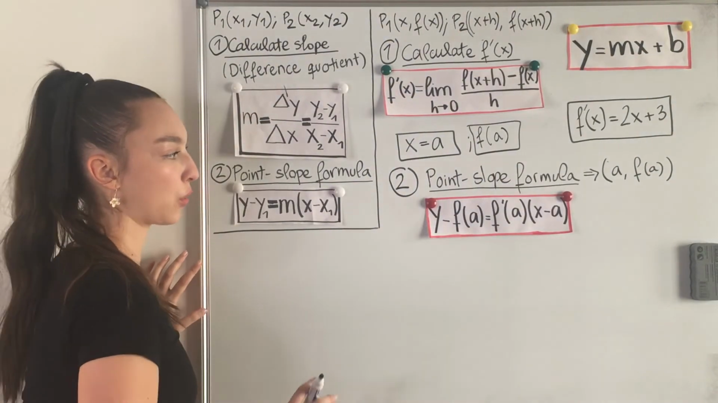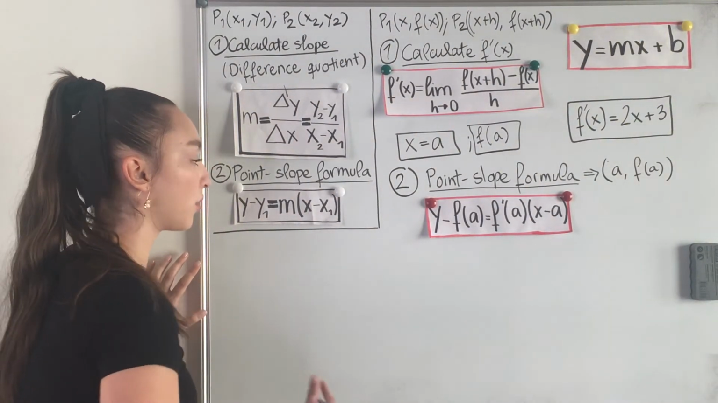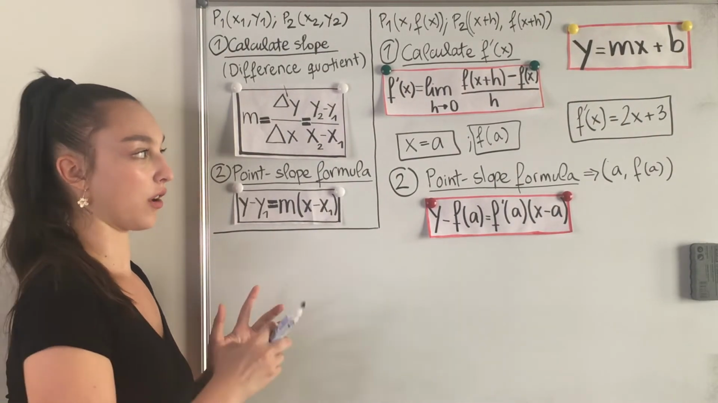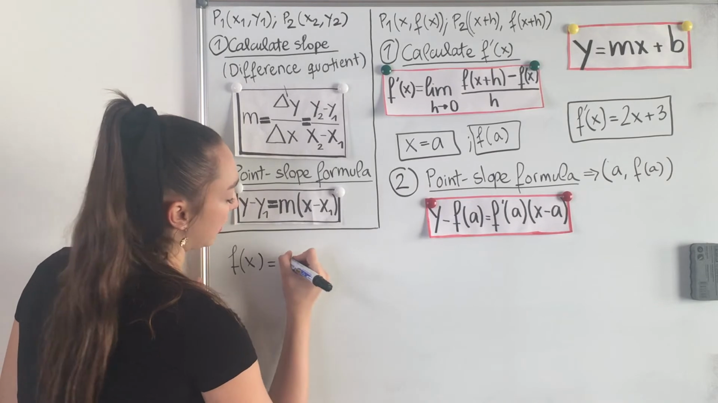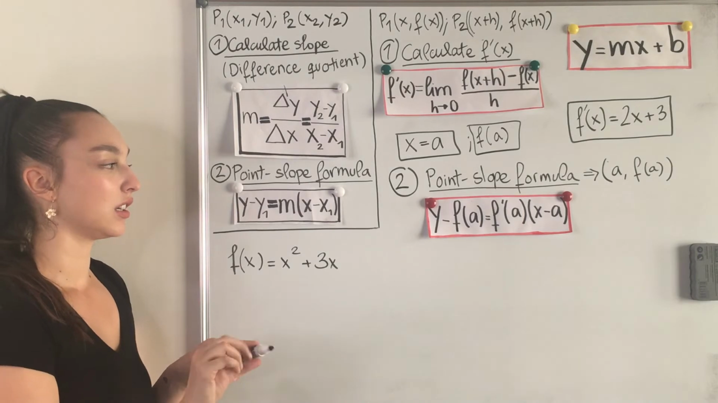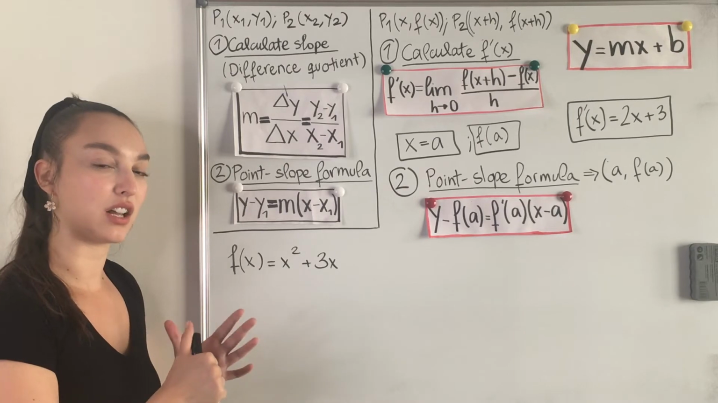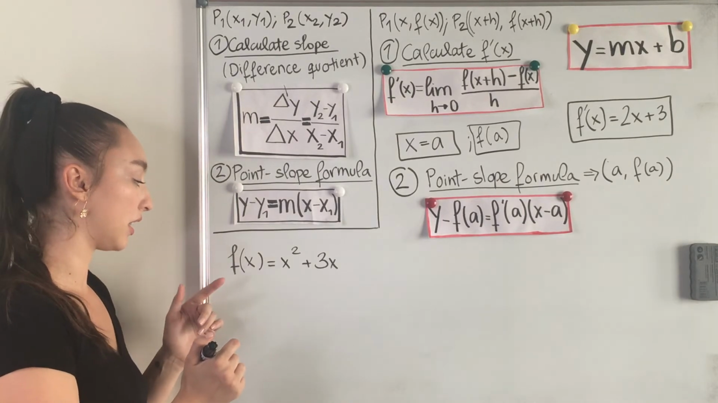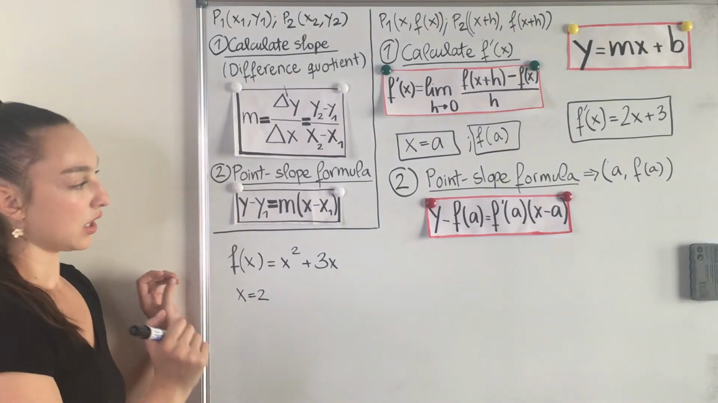Now, this is the general equation. Let's say that this is an actual exercise and they're asking us to calculate the general equation of the tangent line in a specific point of our function. Our function was f of x equals x squared plus 3x. So now that we got this equation to calculate the general equation of the tangent line to our function in a specific point, let's say that they're asking us to calculate the tangent line to this function in x equals 2.